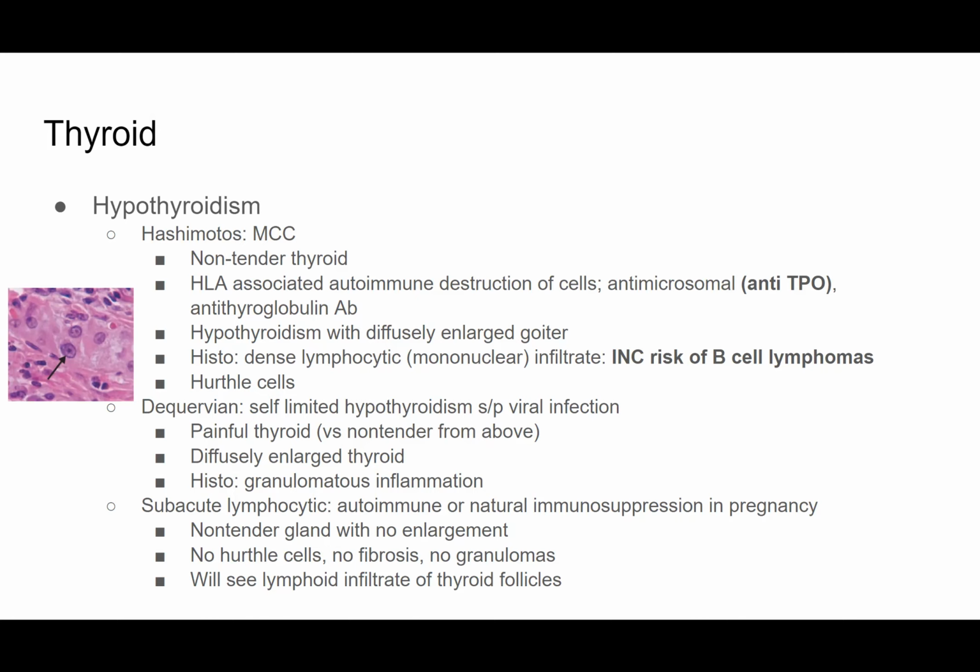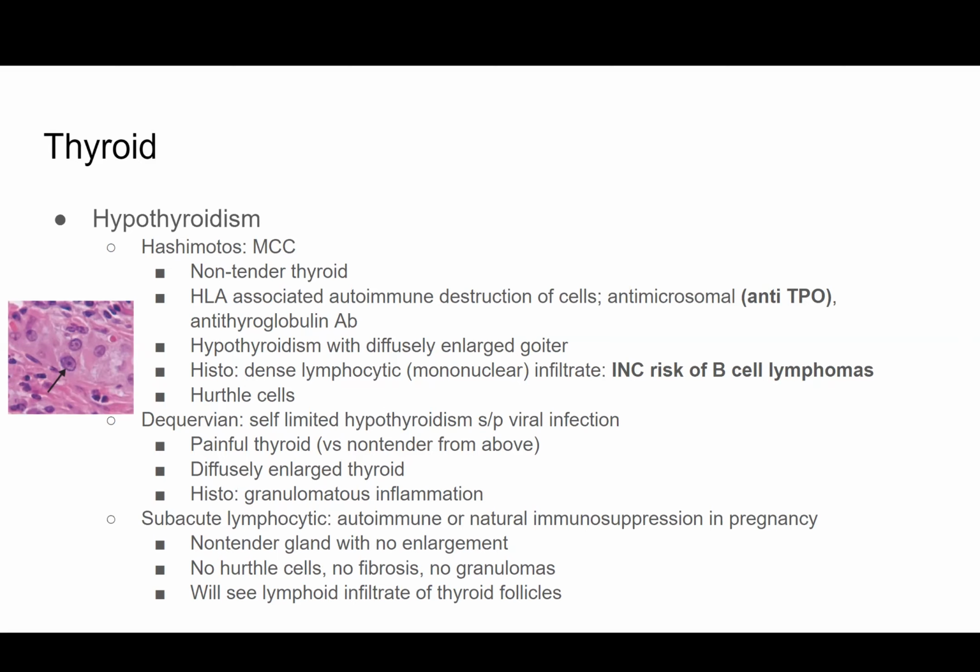Now, de Quervain, this is a limited hypothyroid, self-limited after a viral infection. So you know this is going to resolve on its own. And the way you're going to be able to recognize this, of course, the patient is going to be coming in and they have had some kind of infection in their immediate past, and then the thyroid is going to be very painful. So that's very different than the Hashimoto's. Still diffusely enlarged, and then histo, you're going to see the granulomatous inflammation, which is going to be characteristic for that.